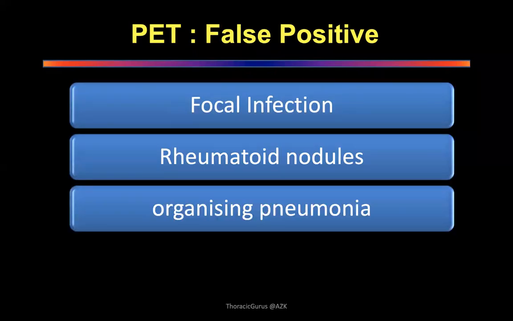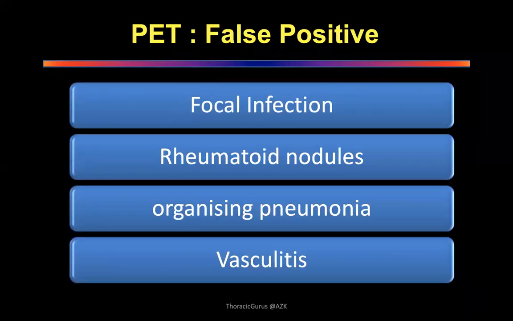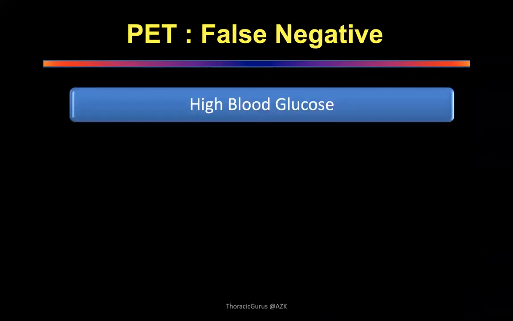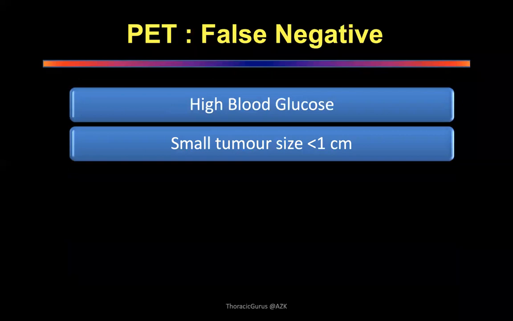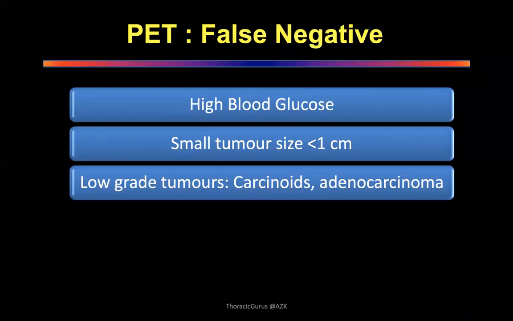Infection, rheumatoid nodules, organizing pneumonia, vasculitis, all of this can give you a false positive on the PET. Okay. False negatives are seen with high blood glucose, small tumors, low-grade tumors, particularly adenocarcinoma. I have said this before as well. Almost 15 to 20% of adenocarcinomas are PET negative. And it's very, very important to be aware. And you should not say that a PET negative lesion is not a cancer. You have to biopsy.